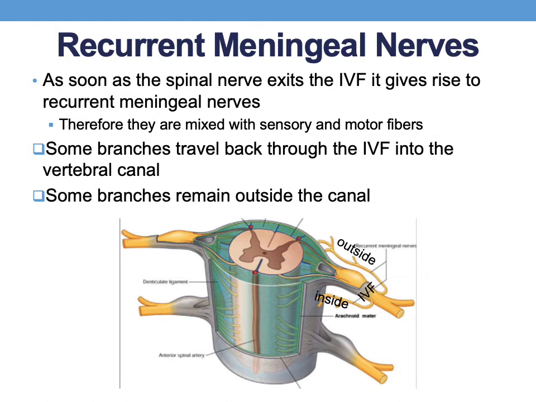Recurrent meningeal nerves. As soon as the spinal nerve exits the intervertebral foramen, it gives rise to recurrent meningeal nerves. Therefore, they're mixed with both sensory and motor fibers. Some of the branches will travel back through the IVF into the vertebral canal, and some branches will remain outside of the canal.